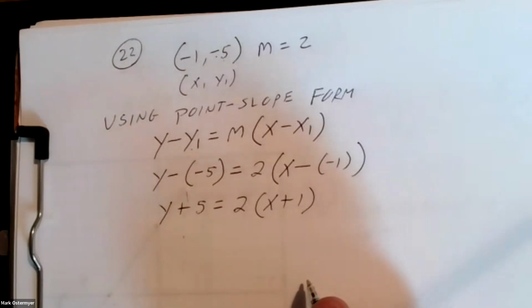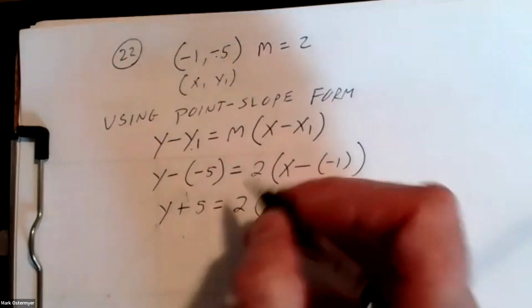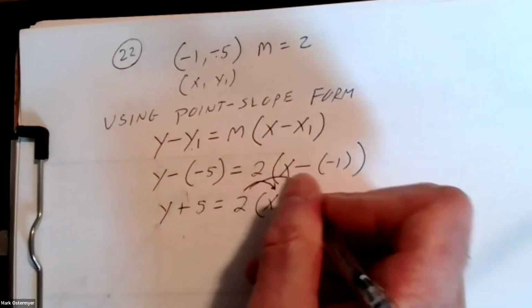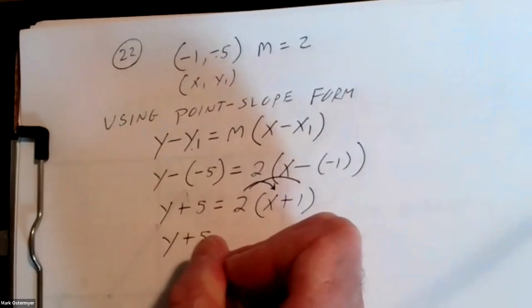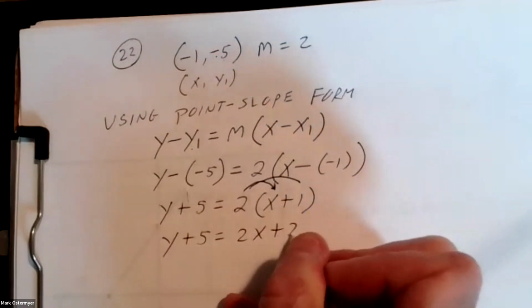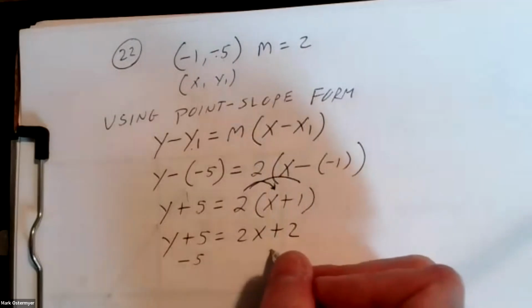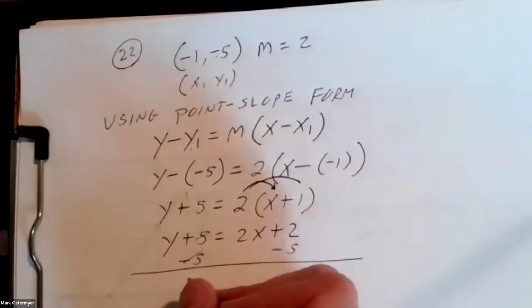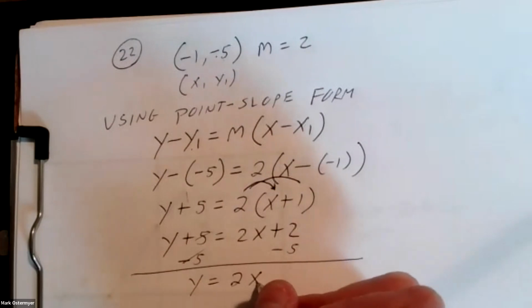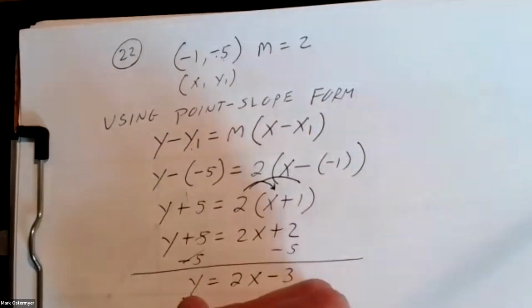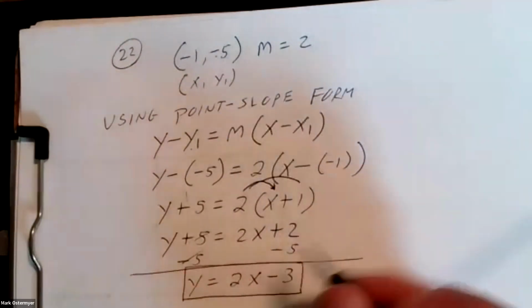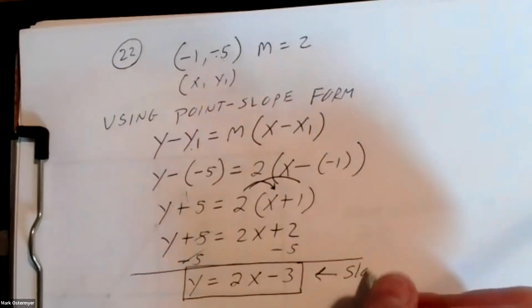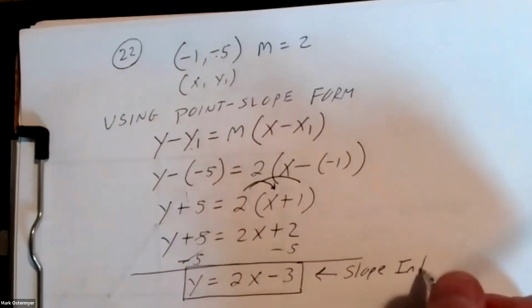But they want our final answer to be put in slope intercept form, which means we have to solve this equation for y to get this equation into y equals mx plus b form. To do that, I'm going to distribute the 2 inside the parentheses on the right side of my equation. And now I'm going to solve for y by subtracting 5 from both sides of my equation. Hence, y is equal to 2x, and 2 minus 5 is -3. Ladies and gentlemen, we're done. We have our equation written in slope intercept form. We're done with that problem.